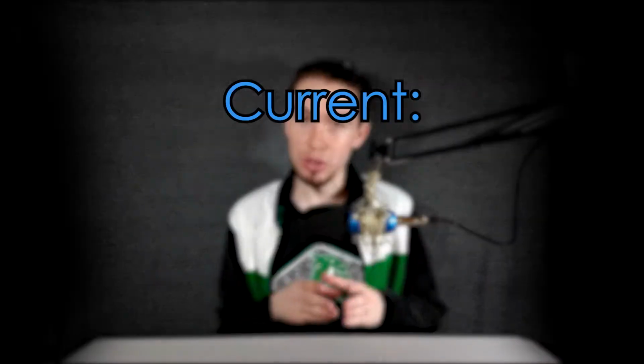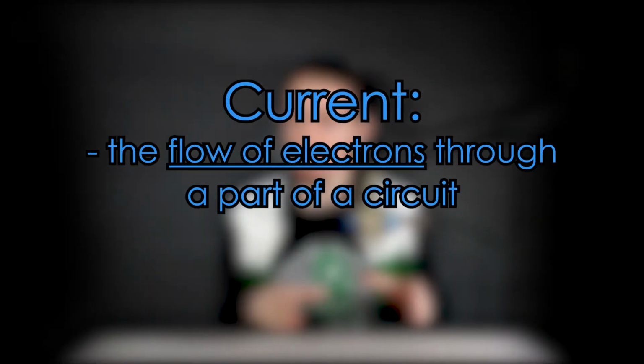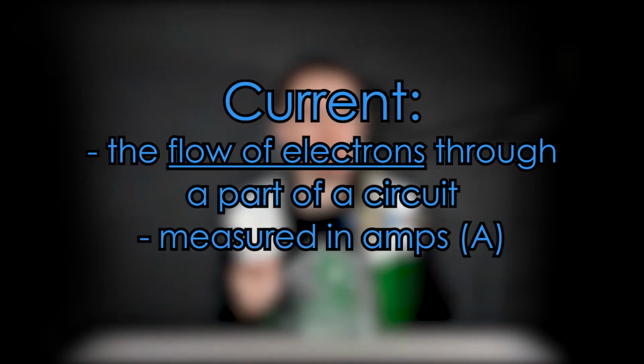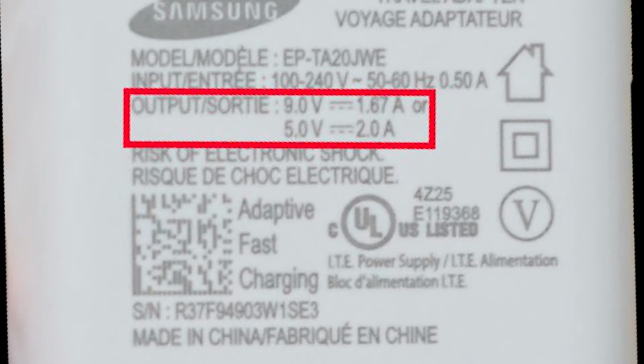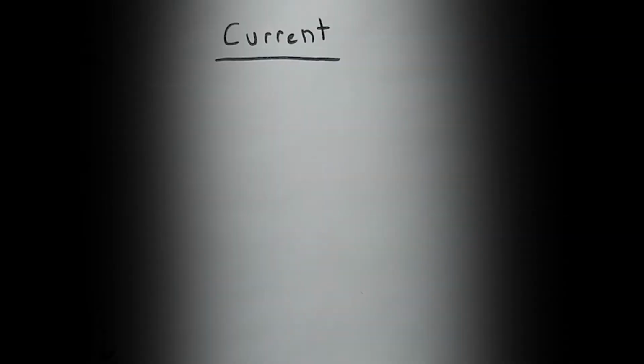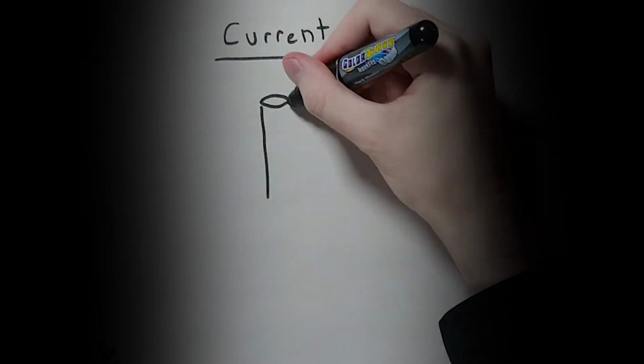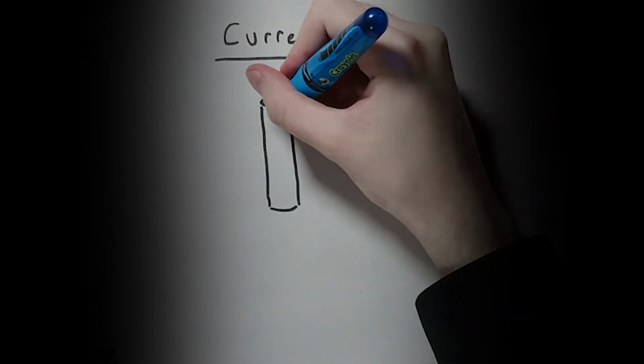The second concept is current, or the flow of electrons through a part of a circuit. Current is measured in amps. And while I don't have a direct example of something like raw electricity, a relatable example is your phone charger and how many amps it says that it can output on the back. 1 amp means that there's 1 amp's worth of electrons flowing through a section at a specific point in time.